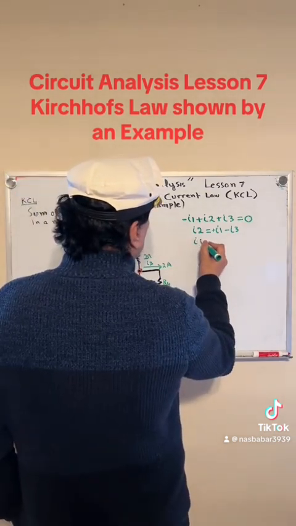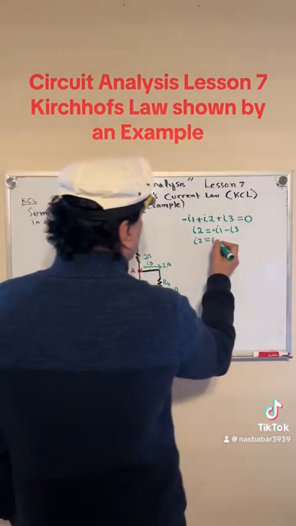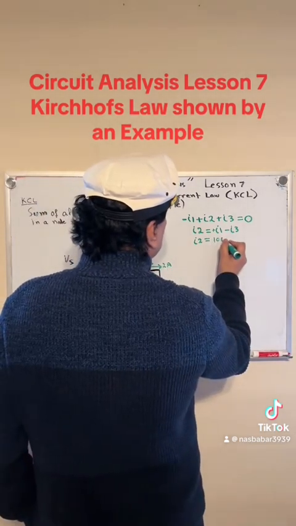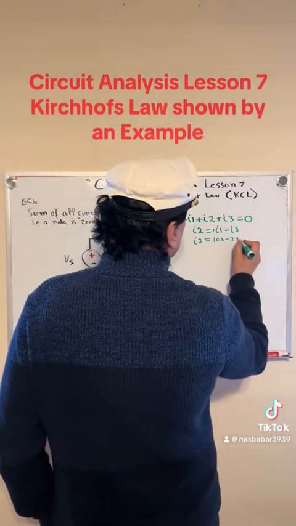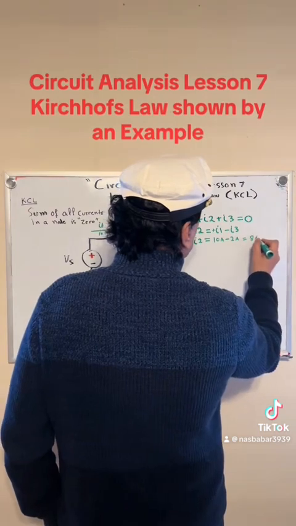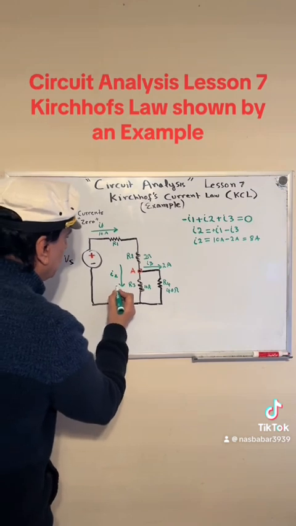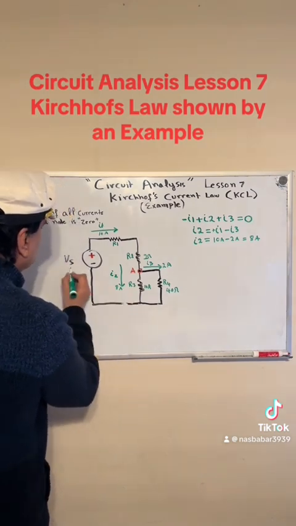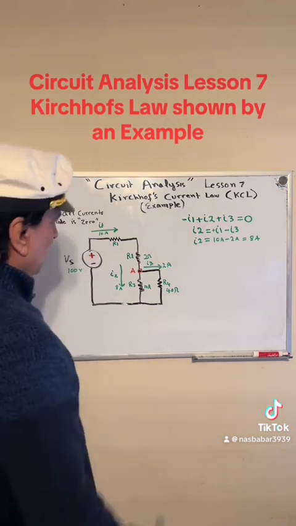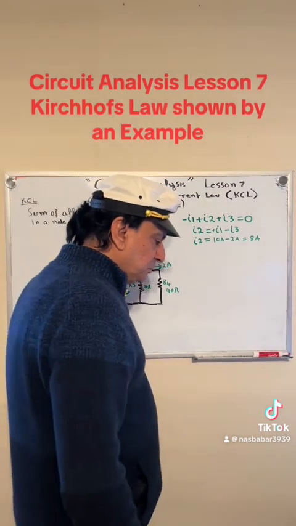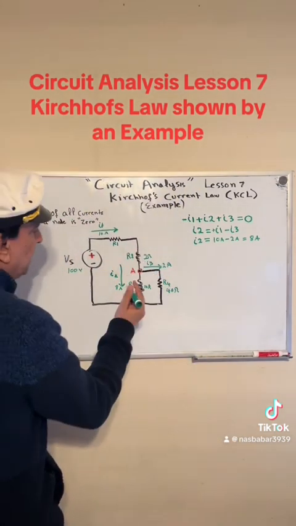So then I2 would be equal to, what is my I1? I1 is 10 amp. And what is my I3? I3 is 2 amp. So here we go, we know what I2 is now. I2 is 8 amp, so I can put that down right here. By the way, this voltage source is 100 volts. Now, the next question is, what is the voltage drop at R3?